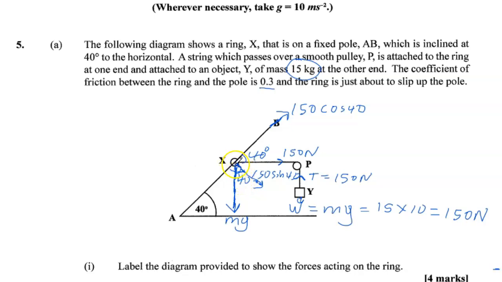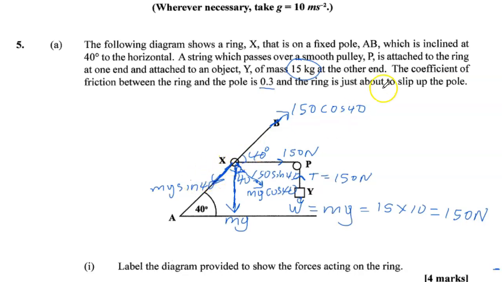Again, for the weight component, we need to resolve it in two directions. Perpendicular to the pole would be mg cos 40, and parallel to the pole will be mg sine 40. So again, two components.